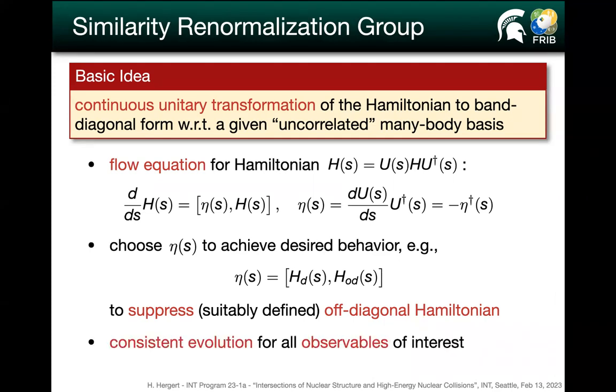But then the nice feature, as I said, is we have this freedom to construct eta. And since it's a unitary transformation, we know in principle how to consistently evolve all observables of interest, which is not always so easy in other RG approaches, right? Where you need to maybe construct specific evolution equations in kind of non-trivial ways.